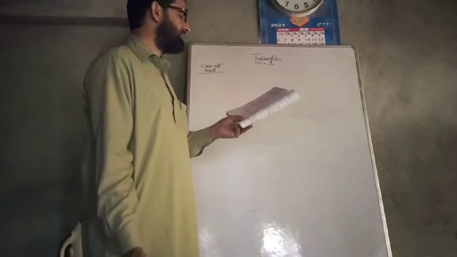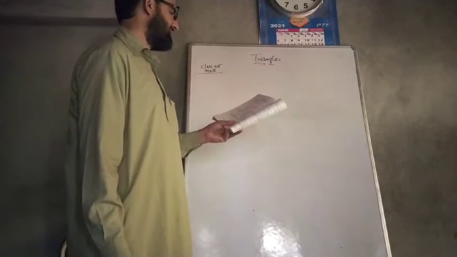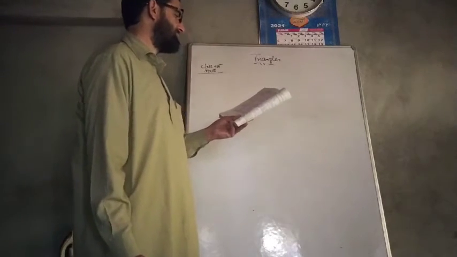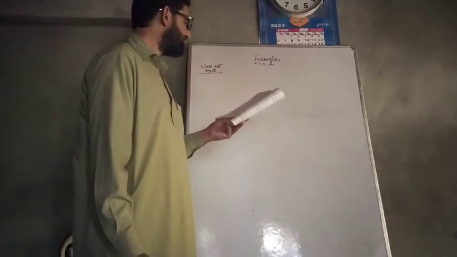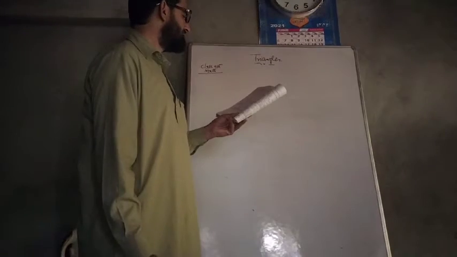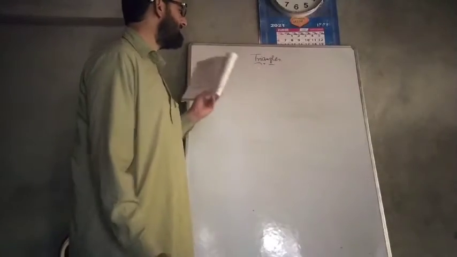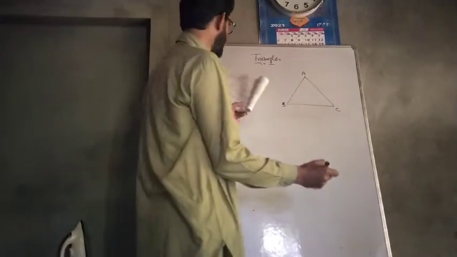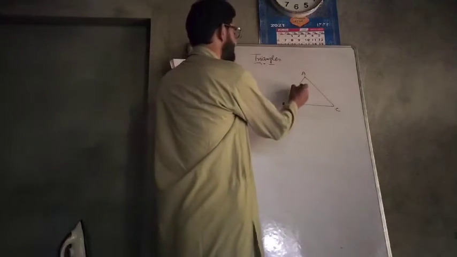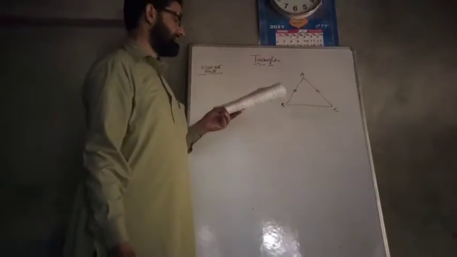Now proceeding further in this chapter, it is the second exercise, that is 7.2. In an isosceles triangle ABC with AB equal to AC. Now we are given that this is an isosceles triangle. And you know what is an isosceles triangle? An isosceles triangle is a triangle in which two sides are equal. And here AB is equal to AC. This is given that AB is equal to AC.